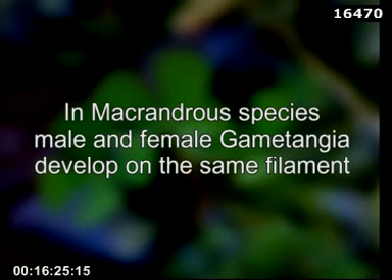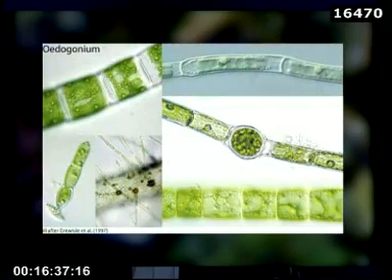In macrandrous species, the male and female gametangia develop on the same filament. To ensure cross-fertilization, the male gametes or antheridia mature just one day after the oogonia. Whereas in nannandrous species, the male and female gametangia are borne on two different filaments.